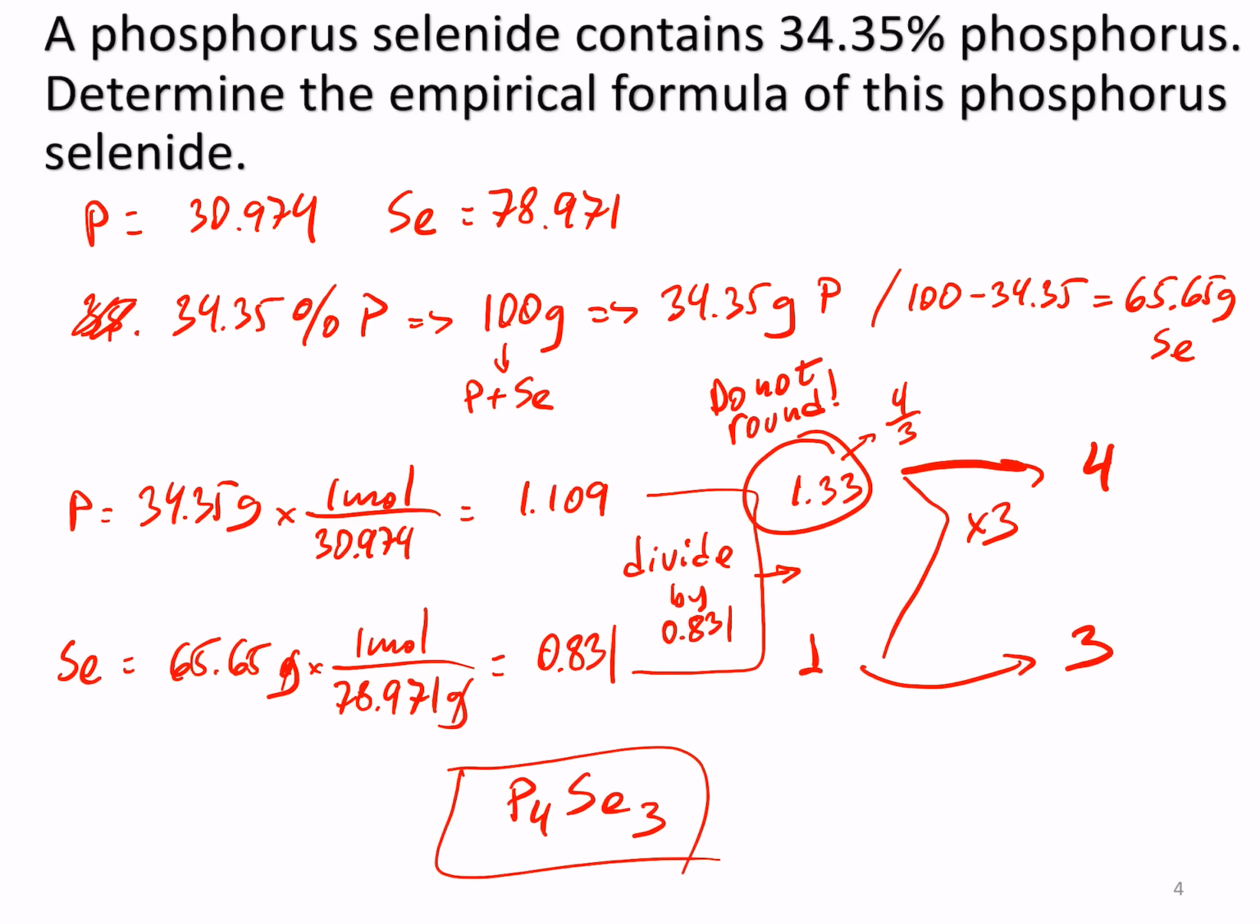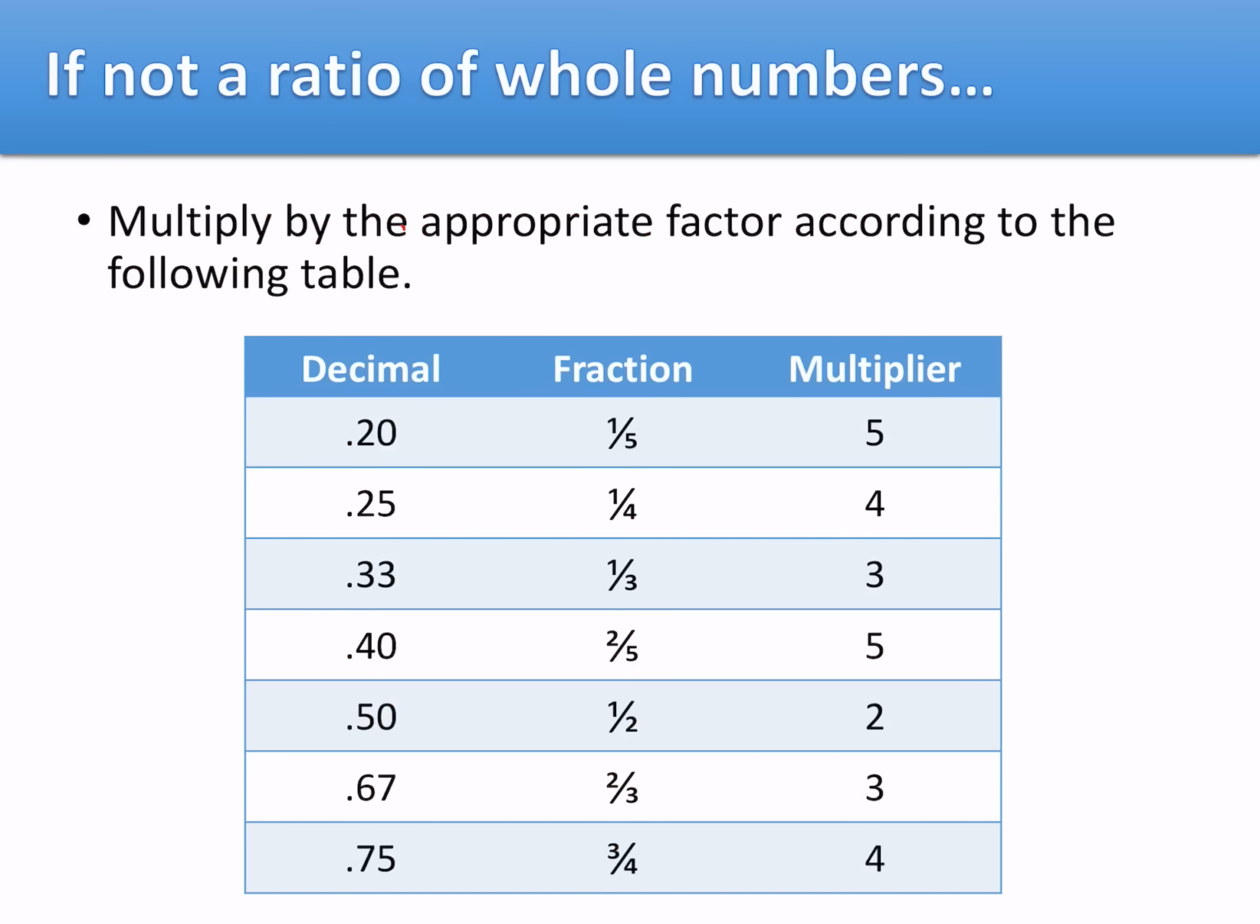Once again, do not round any number when doing empirical formulas, and the guideline that you have to follow regarding what number to multiply by is here. If the ending of the number that you get is 0.20, then that represents a fraction that is 1/5, so you have to multiply by 5. In our case, we had a number that was finishing in 0.33. The fraction is equivalent to 1/3. You need to multiply by 3.